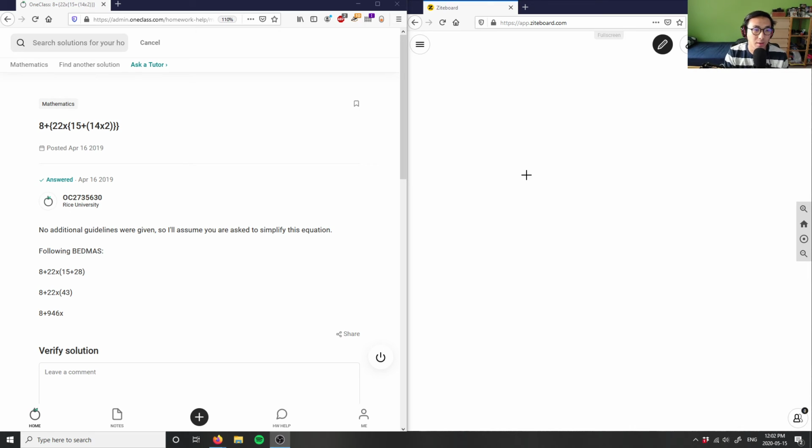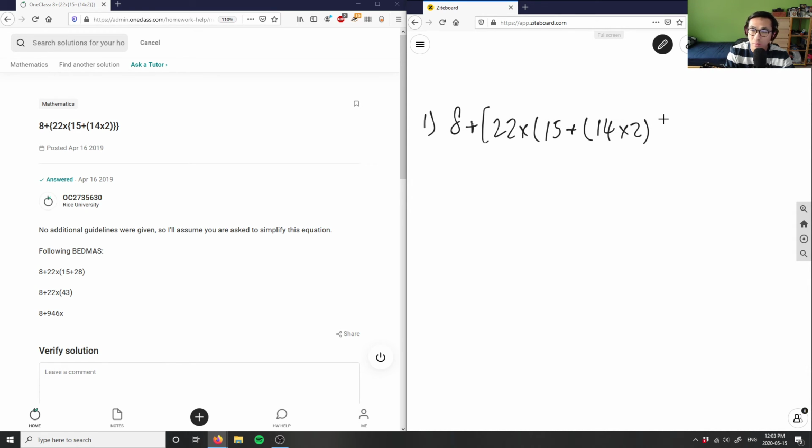Number 1 is asking, I'm given this equation or formula here, and we want to simplify it. I'm going to write this down. So I have 8 plus, and then a bracket, 22x, and then another bracket, 15, and another bracket, 14 times 2, and then a square bracket.